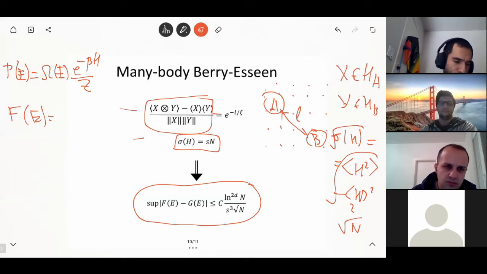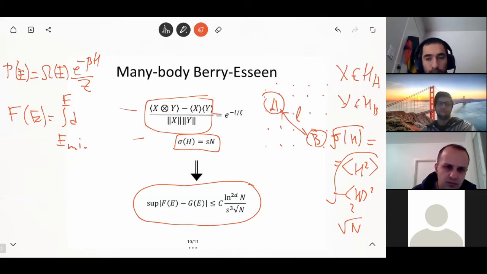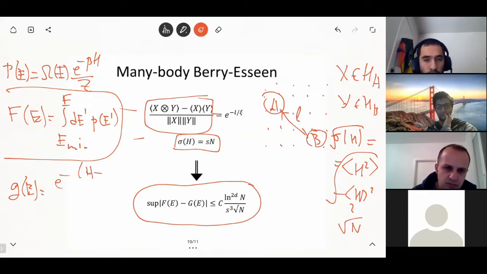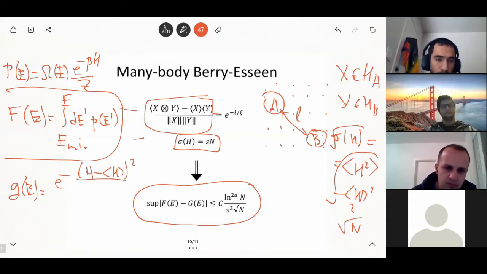F_E as the integral from E minimum to some value of E, dE' P_E'. So this is the standard definition of the cumulative distribution function, and G_E is the cumulative distribution function for the Gaussian distribution. So G_E is the cumulative of this g_E, which is simply e to the minus (H minus average H) squared over the variance, like sigma_H. Okay, let me actually fix the sigma_H, sigma_H over a normalization constant.